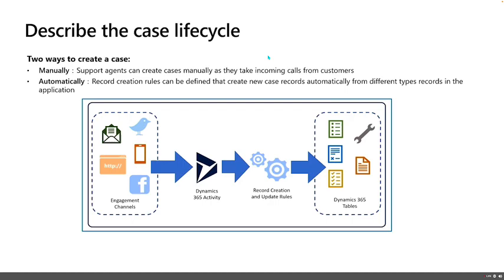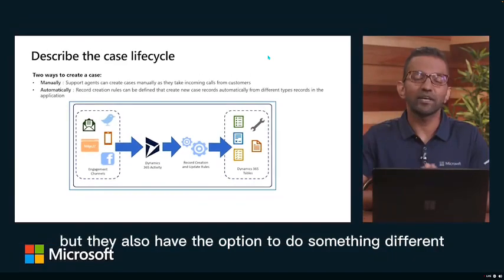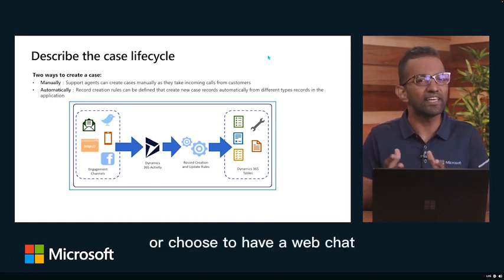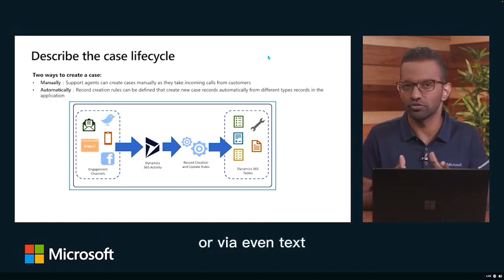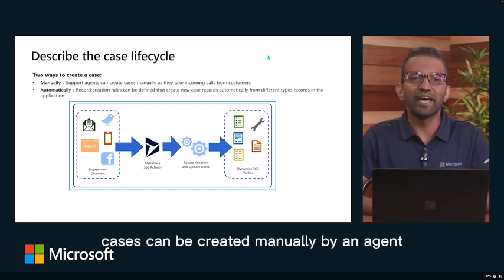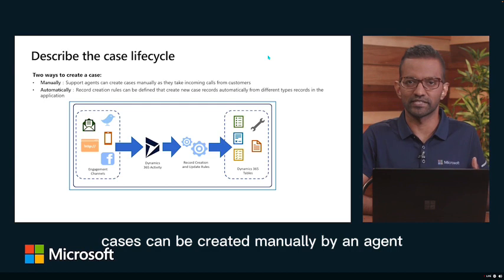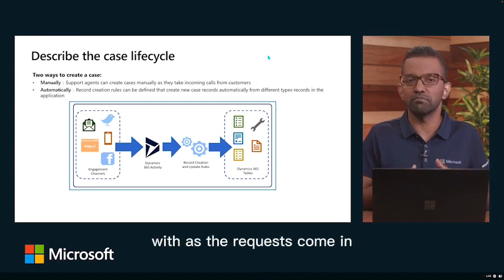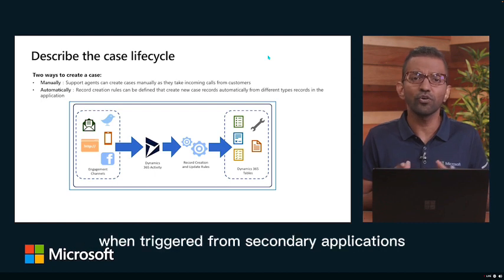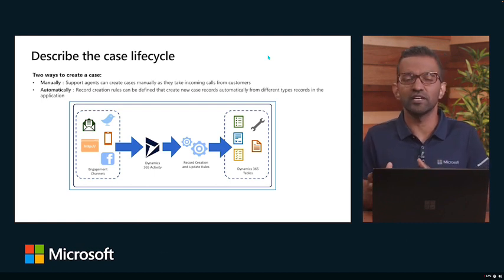Now, customers can still call in, but they also have the option to do something different. They can submit a case through a website, or choose to have a web chat, or even via text. And depending on how you set up these processes, cases can be created manually by an agent as the requests come in. Or you can have a case automatically be created when triggered from secondary applications.